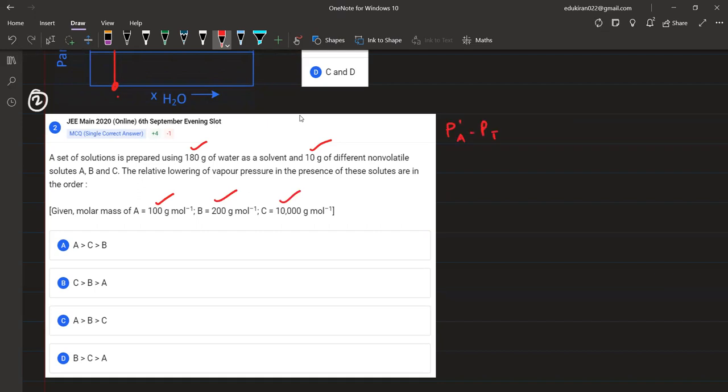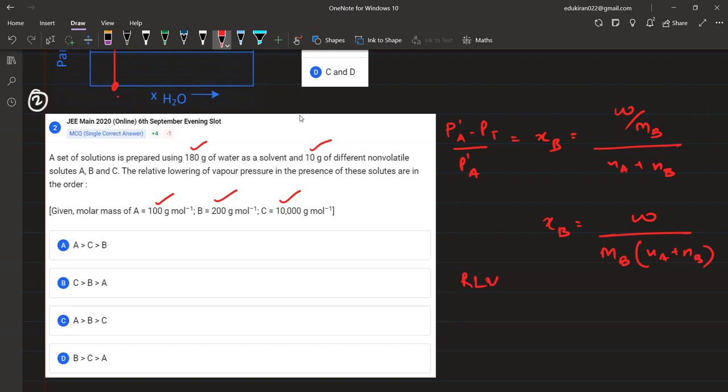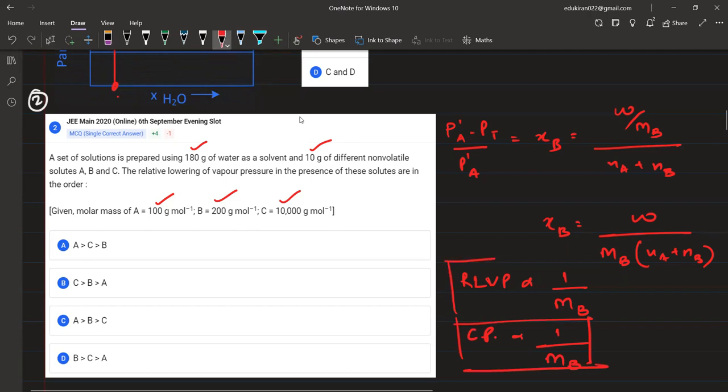Okay. So what is the relative lowering of vapor pressure? That is equal to (P naught A minus P total) upon P naught A, which is equal to chi B, the mole fraction of the solute. Mole fraction of the solute is nothing but the number of moles of B, given mass upon molar mass of B, divided by number of moles of A plus number of moles of B. As you can see, chi B is equal to given mass upon molar mass of B into Na plus Nb. So I can directly say that RLVP is inversely proportional to the molar mass of the solute. And in general, all the colligative properties are inversely proportional to the molar mass. Theek hai, colligative property mein hum likha denge aise, but phir bhi RLVP ka bhi humne padha, is wajah se bhi likha diya. RLVP is inversely proportional to the molar mass.